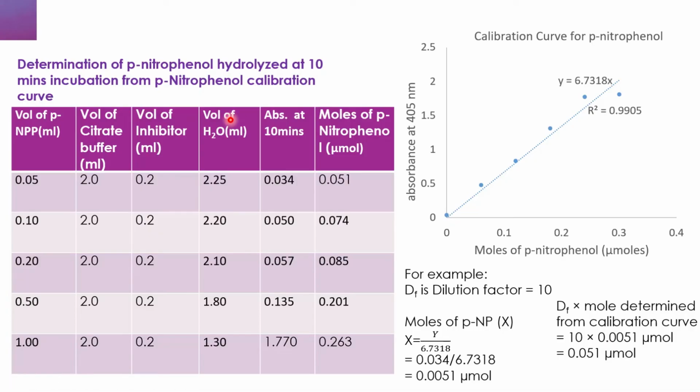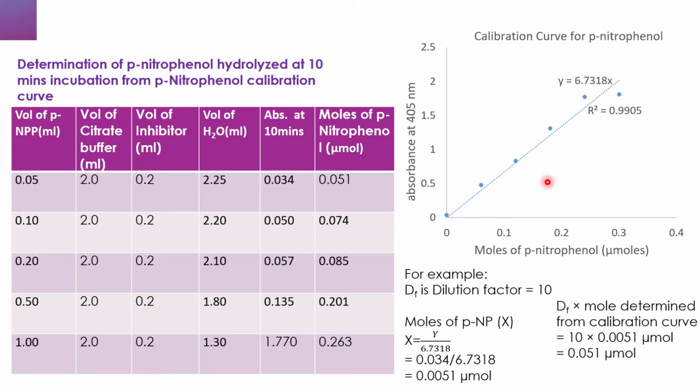So let's now see how to determine the moles of p-nitrophenol hydrolyzed from our PNPP at 10 minutes of incubation using the p-nitrophenol calibration curve. First of all, what you have to note is that this is our calibration curve over here for the p-nitrophenol, and the equation of the line is giving us y equals 6.7318 S, where y happens to be the absorbance value on the y-axis and S happens to be the moles of p-nitrophenol on the x-axis of the calibration curve.